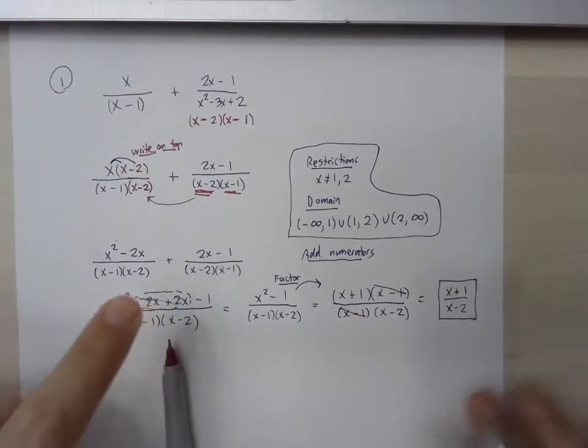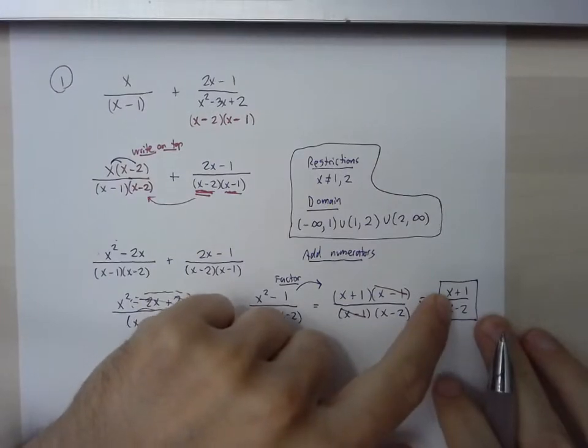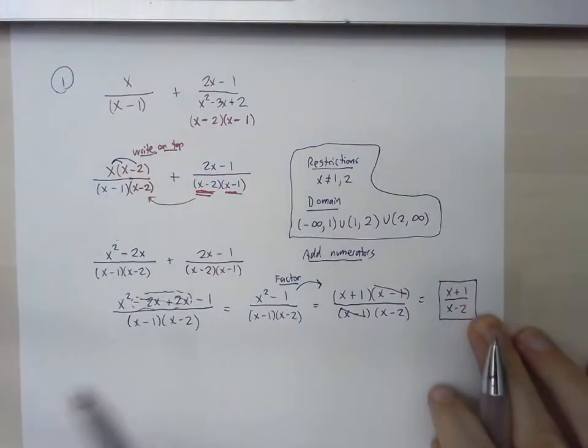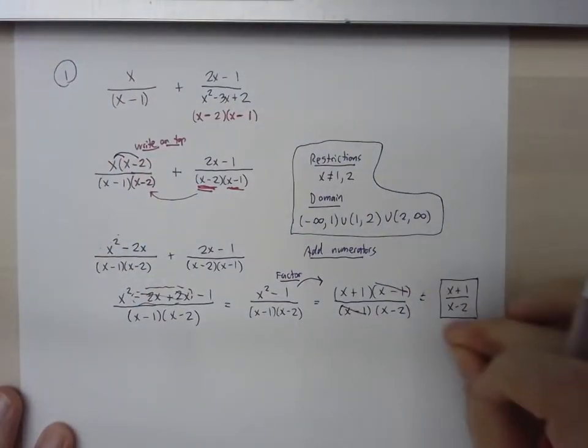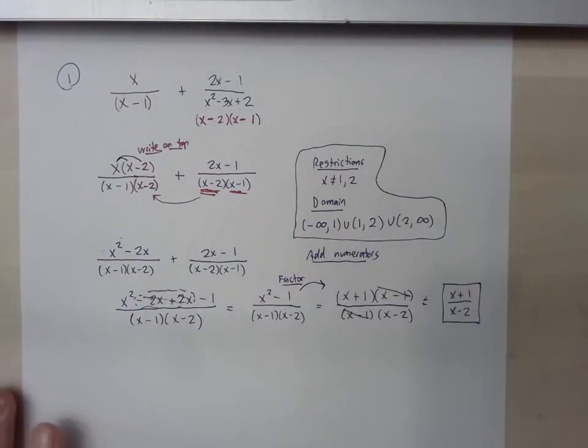And that's way more simple than what you have up here. So that's really the goal, is to try to get this in simplified form. X plus 1 over x minus 2 is the same. So that's example 1.